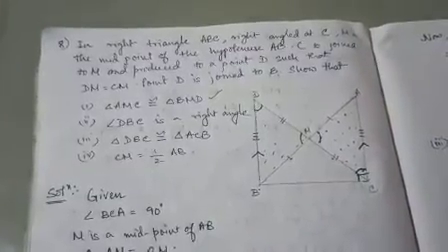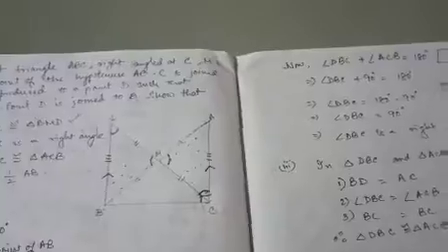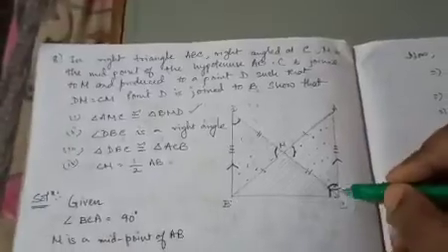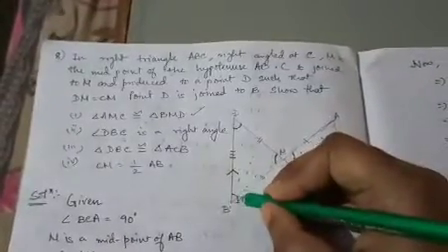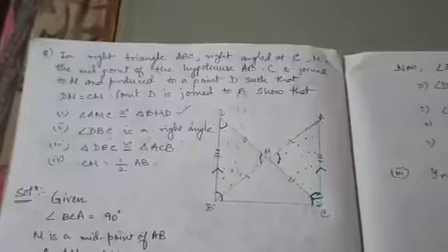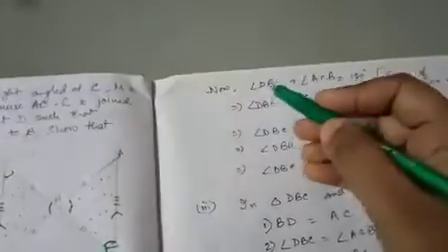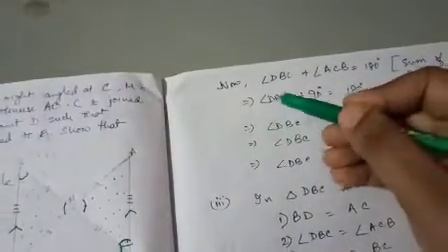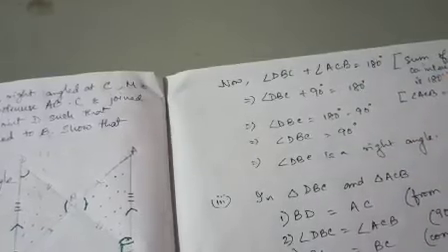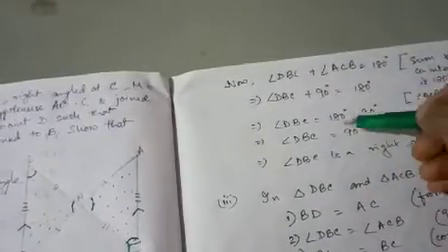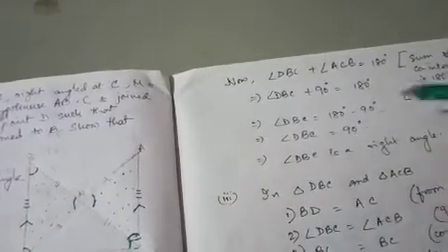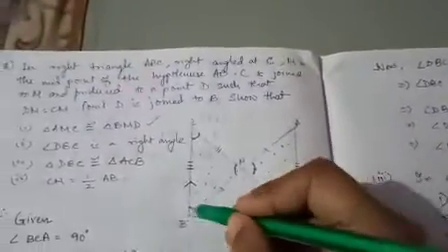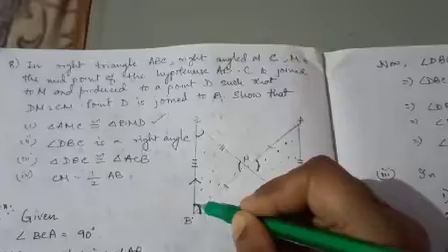Now we have studied a property of parallel lines: the sum of co-interior angles is 180 degrees, that is, this angle and angle B sum to 180 degrees. So I have written DBC plus ACB is equal to 180 degrees. That implies angle DBC plus 90 is equal to 180. Transposing, 180 minus 90, we get 90. So angle DBC is a right angle. So it is also proved. This angle is actually 90 degrees.